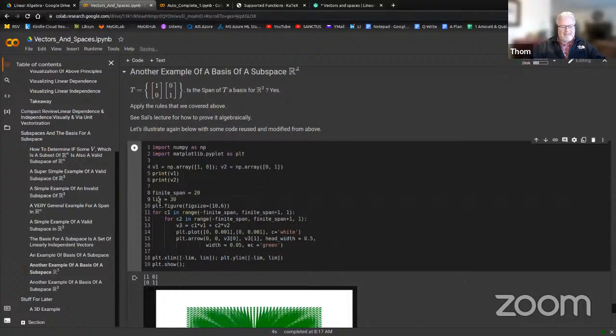What's another thing? This lim is so that I can change these values at will. So you look at all the instances of that. That's so that if I need to change from 30 to 40 for some reason, I can change it in one spot. That's why I do stuff like that.